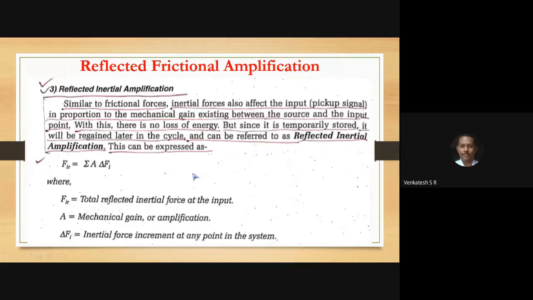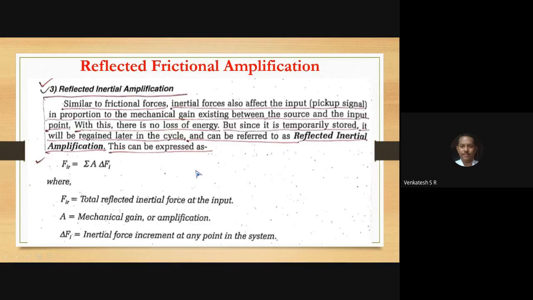Next, sometimes there will be reflected inertial amplification present. While improving the input signal, there will be some inertia present in the system, which is called reflected inertial amplification.